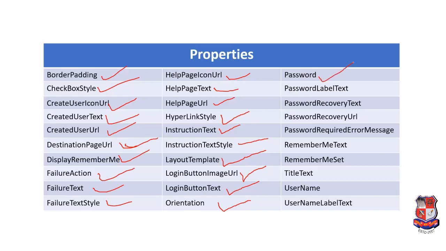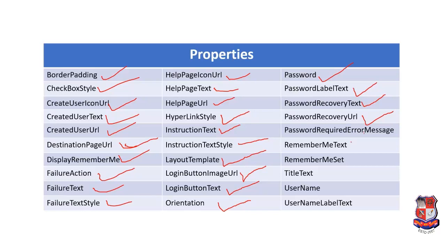Next is password. It retrieves the password entered by the user. Next is password label text. It retrieves or specifies the text of the label for the password text box. Next is password recovery text. It is used to specify or retrieve the text of a link to the password recovery page. Next is password recovery URL. It is used to specify or retrieve the URL of the password recovery page.